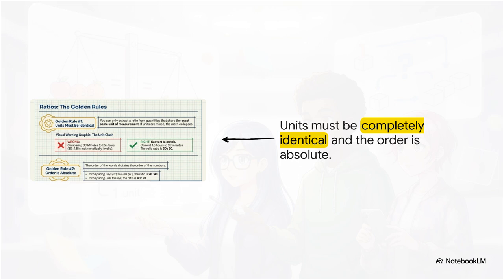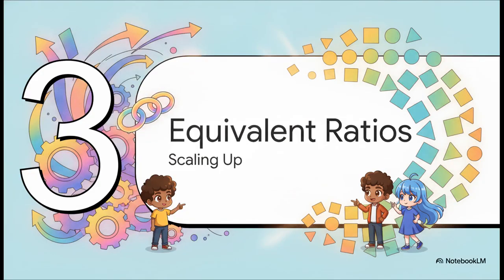And then we have rule number 2, which is equally critical. Order is absolute. For example, if a class has 20 boys and 40 girls, the ratio of boys to girls is 20 to 40. But if someone asks you for the ratio of girls to boys, you have to flip it. It becomes 40 to 20. The order of the words strictly, literally dictates the order of the numbers. No exceptions. Next up is Section 3, Equivalent Ratios Explained, Scaling Up.